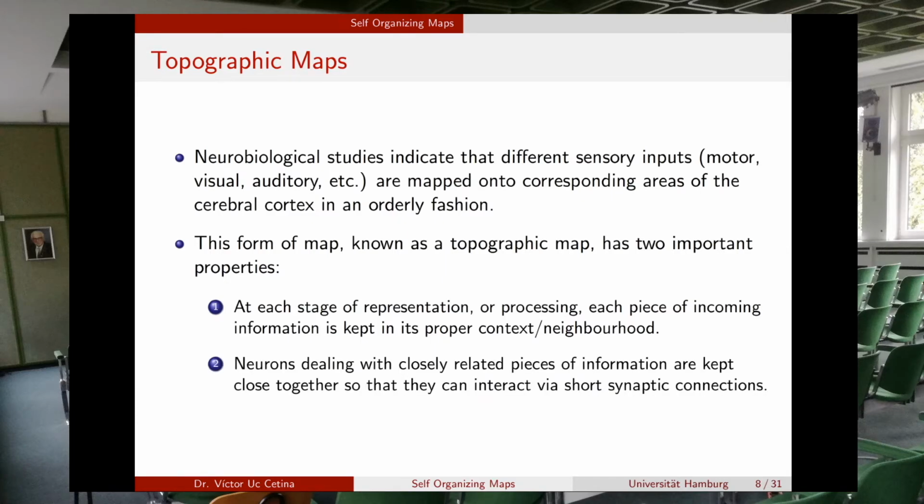And second, the neurons dealing with closely related pieces of information are kept close together so that they can interact via short synaptic connections. So this idea of neighborhood appears in these biological systems in this way: the neurons that are closer to each other process similar input vectors. And this idea is the one that was used for designing the self-organizing maps.